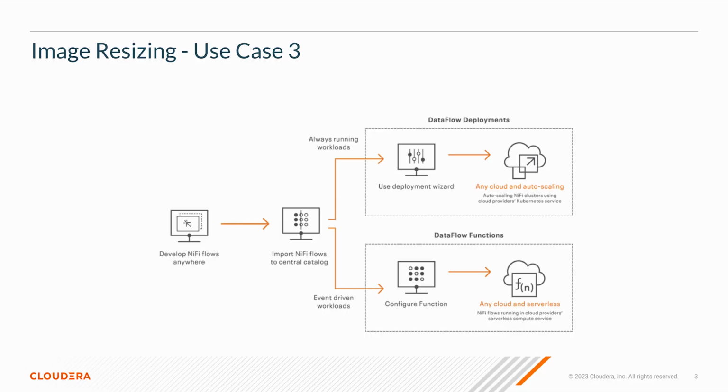So with that, we've completed our use case number 3. We built a function using DataFlow Designer. Then we used the AWS CLI and AWS Lambda to set our flow up as a function, and we invoked it using an HTTP endpoint and sending an image to it that we wanted to have resized. So we built a quick image resize service using Cloudera DataFlow.